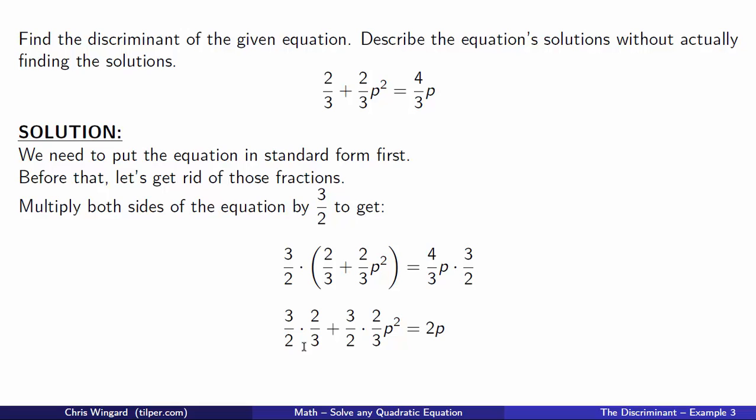And what happens over here on the left? Well, 3/2 times 2/3 is 1, and then that happens again over here. We have 1 plus 1p squared, which is really just 1 plus p squared. So all in all, this simplifies to 1 plus p squared equals 2p.